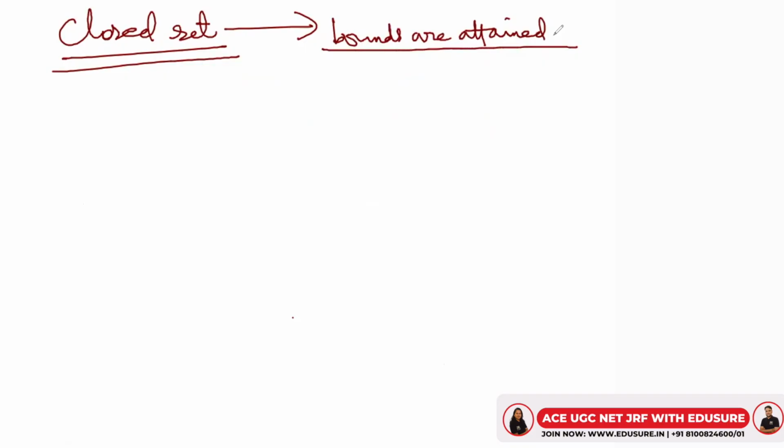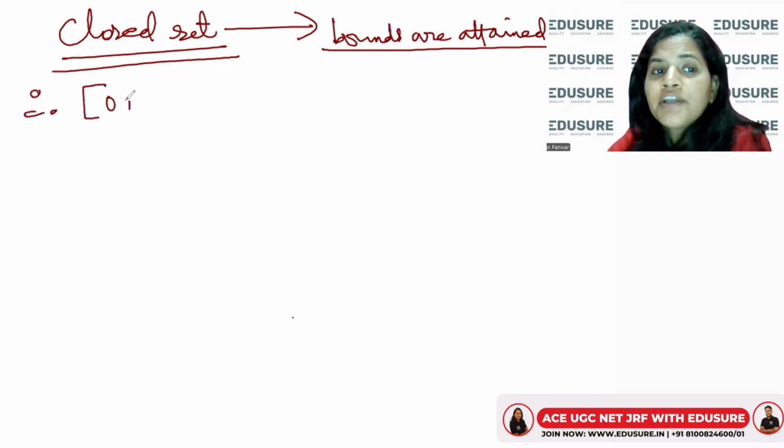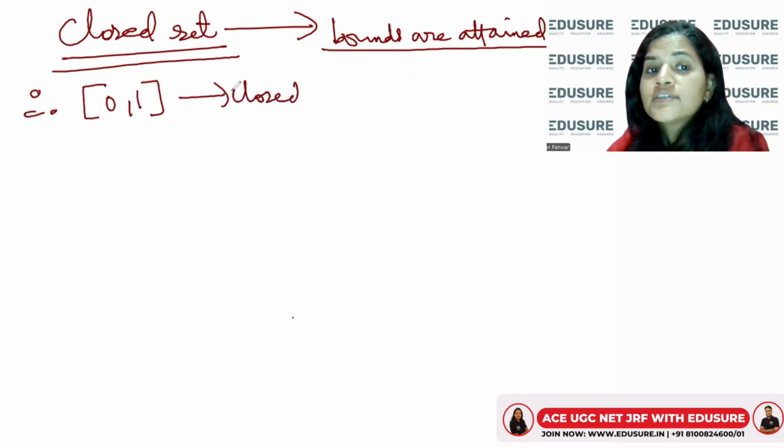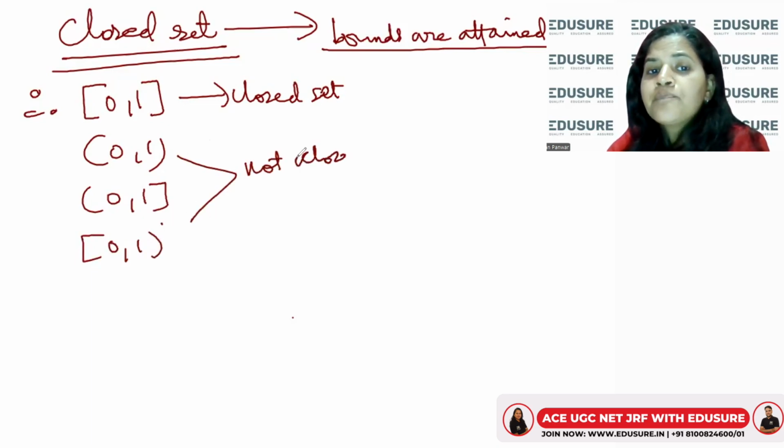Okay. The bounds should be there in the set. So bounds are attained by the set. Therefore, this particular set was a closed set. And all the other sets were not closed. Why? Because either of the boundaries were not attained by the set. So that is the difference between a closed set and a bounded set. A bounded set may or may not attain its boundary. A closed set is bounded, but it has to attain the boundary.